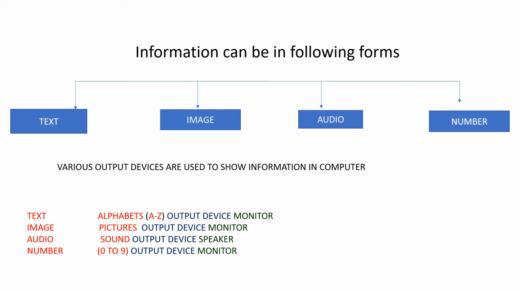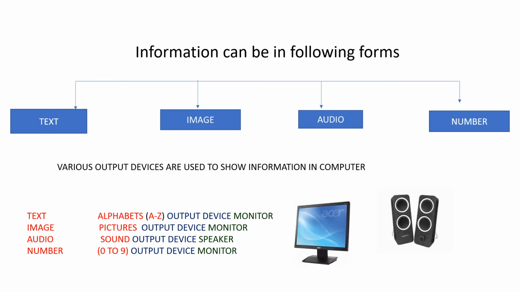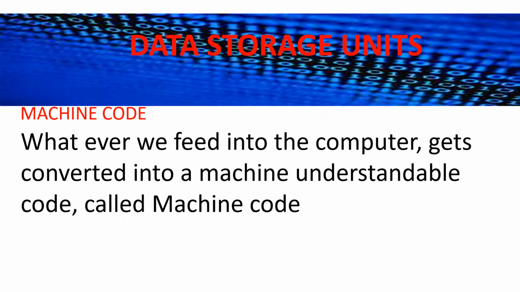So the text, we have to see in the output device like a monitor. If we want to see images, we can see them on the monitor or on the printer also. If we want to hear the audio, we have to have a speaker. So these are all the output devices. So children, now it is clear what is data. The name of our chapter is Computer, Memory and Storage Devices.